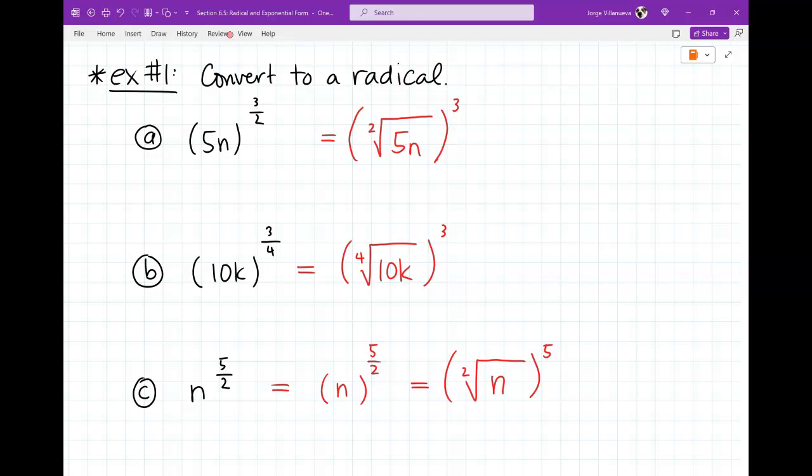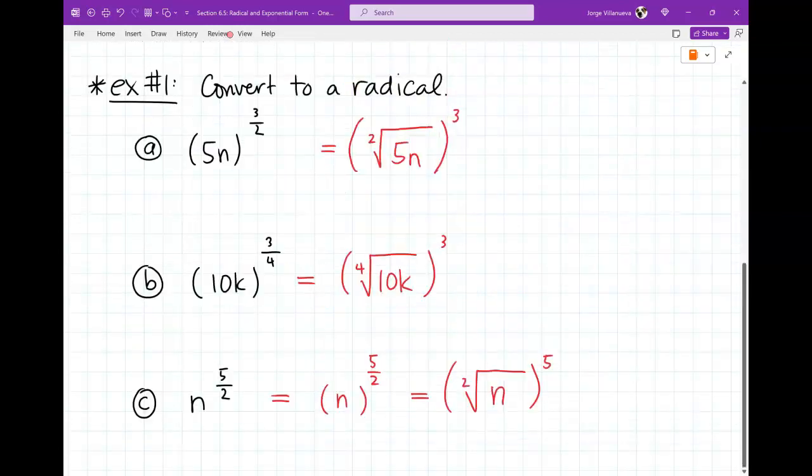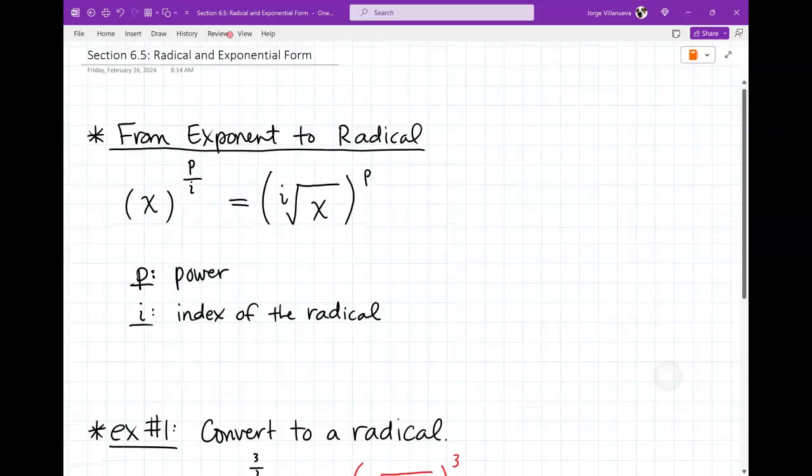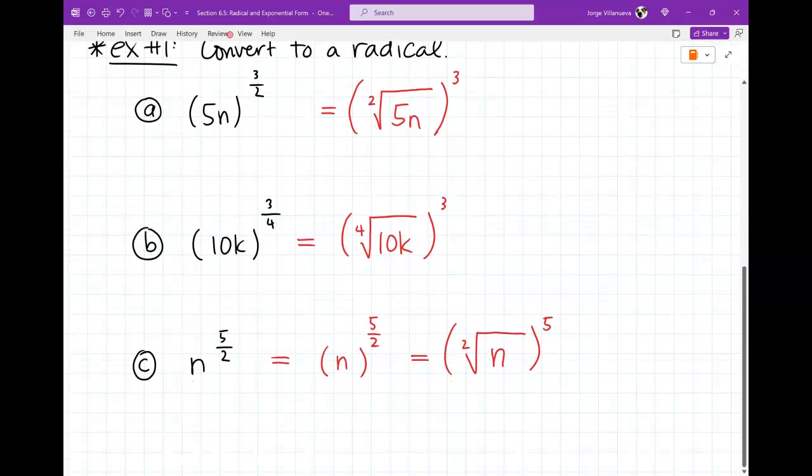Okay, there's 6 questions. I just did 2 of them. I know there's 3, but I changed one of them. Okay, but I just did 2 of them for you guys. The back side of your homework is just backwards. So read these examples backwards. So you're going to start with, like for part A, the square root of 5n all to the 3rd power, and I'm going to want you to write it as 5n to the 3/2. That's all. You're just going to convert it the other way. So we're going to go from radical to exponential. Okay? So this one was called from exponent to radical. We're going to go from radical to exponent.